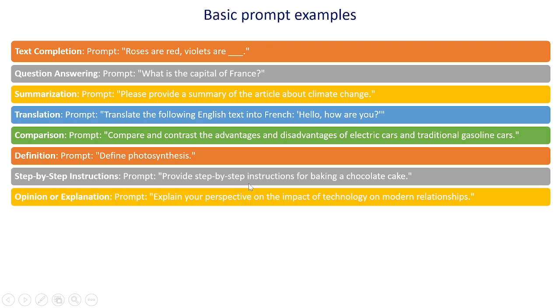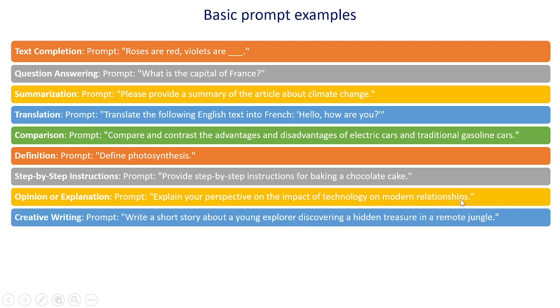Then we'll discuss opinion or explanation. If you want to generate some opinion on something, like explain your perspective on the impact of technology on modern relationships. If you want an explanation or opinion on modern technologies, then you have to give the prompt like that: explain your perspective on the impact of technology on modern relationships.